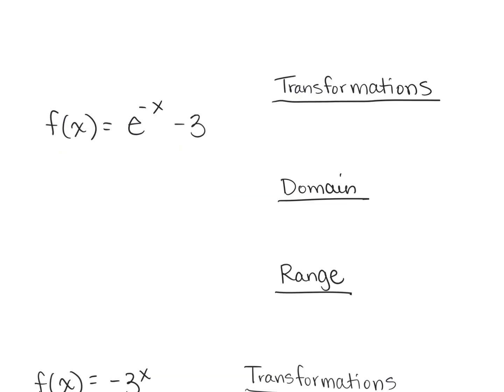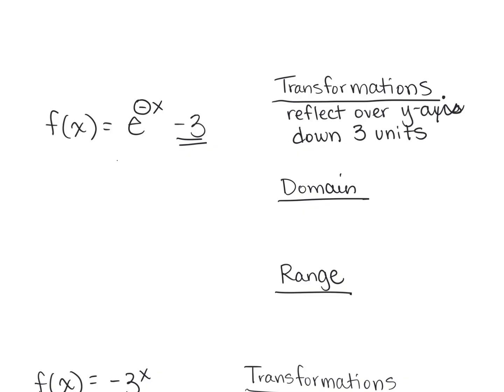I have 2 more equations to do with you. These are asking for the transformations. So just because my base has turned into an e, I still have an exponential function that I'm working with. And in this exponential function, my base is roughly 2.7, okay? So talking about transformations, we have a negative on the inside, so you reflect across the y-axis. And then this subtraction of 3 means that we're going to go down 3 units.